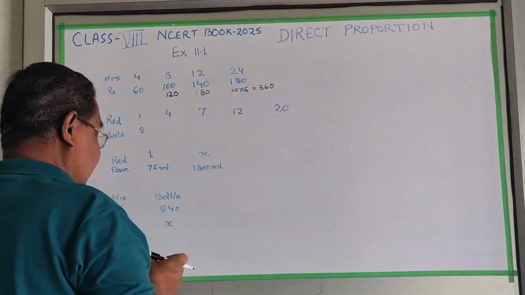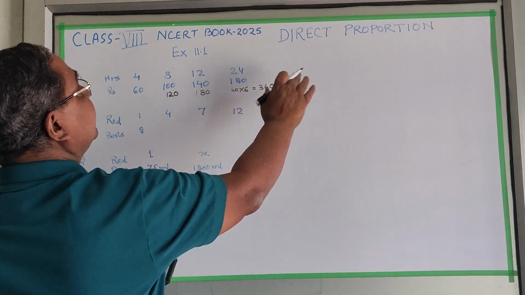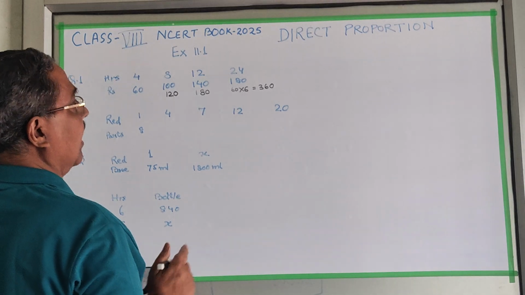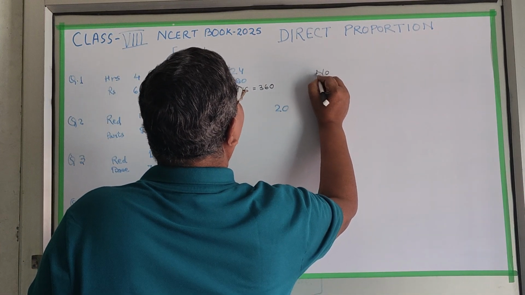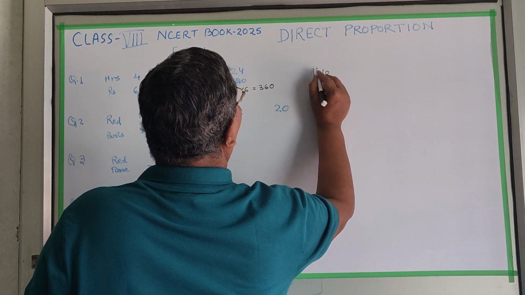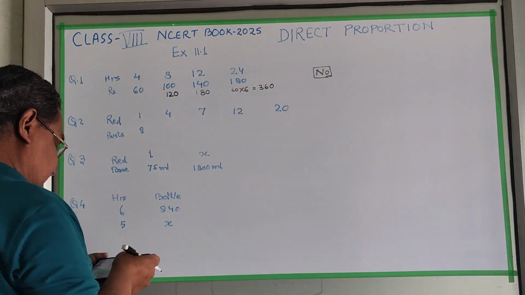It means the question given is not a question of direct proportion. So your answer is no. It is not a direct proportion case. Now coming to the next question.